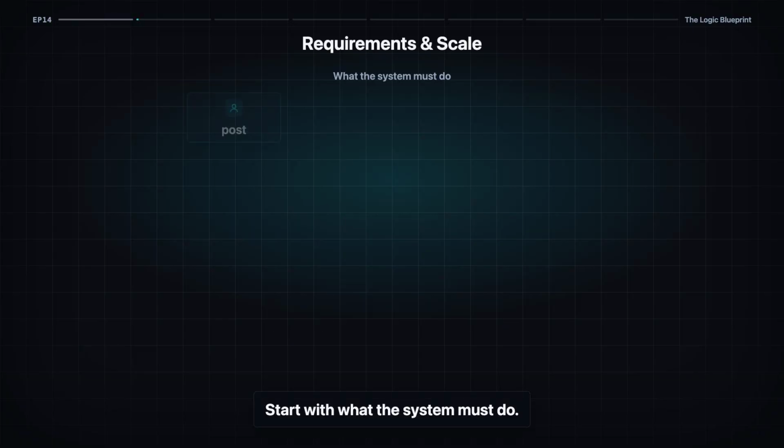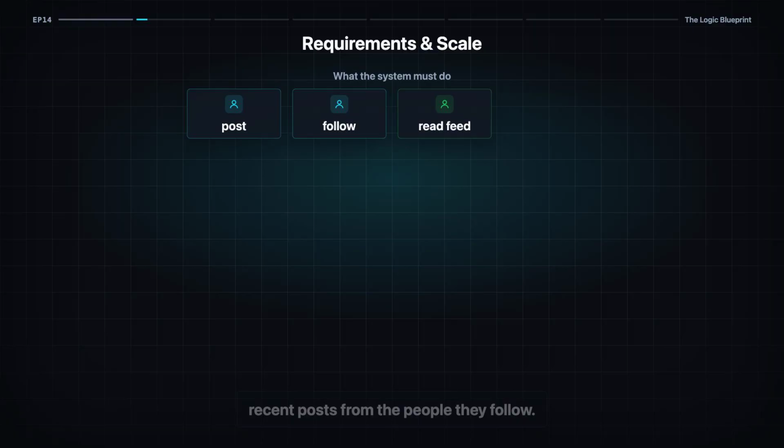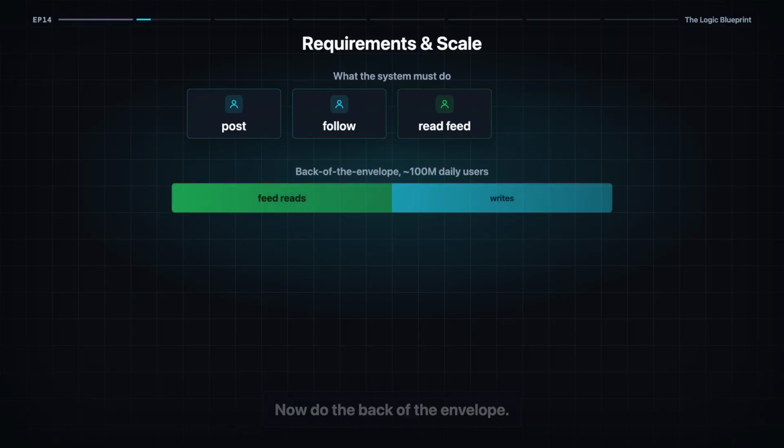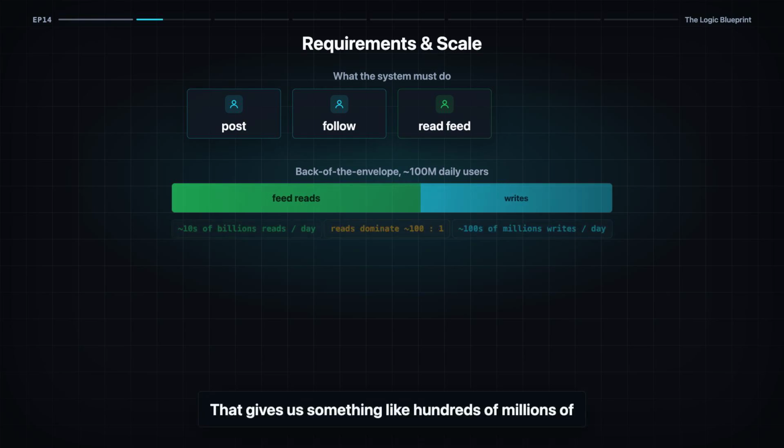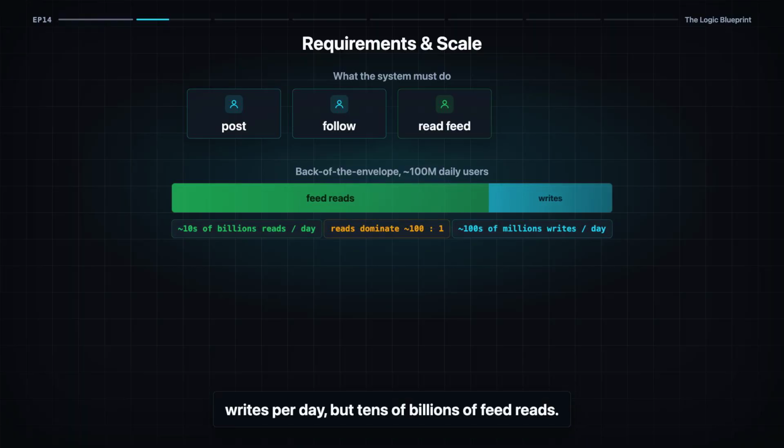Start with what the system must do. Users can post, follow others, and read a feed of recent posts from the people they follow. Now do the back of the envelope. Imagine 100 million daily users. Each one opens the app many times a day, but posts only occasionally. That gives us something like hundreds of millions of writes per day, but tens of billions of feed reads.